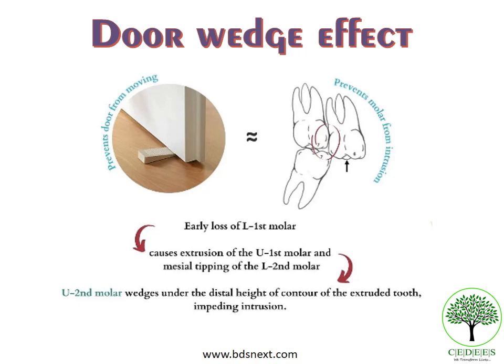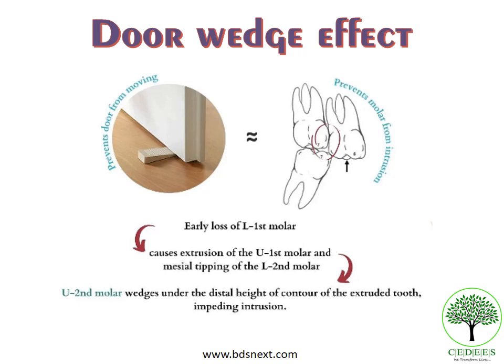Now when a patient like this comes to the orthodontist, the first thing one has to do is to intrude this extruded first molar. Now what happens is that the upper second molar, if you see the circle where it's circled, wedges under the distal height of contour of the extruded first molar. So even when the orthodontist attempts intrusion, it is impeded by the door wedge effect of the second molar under the distal height of contour of the first molar.